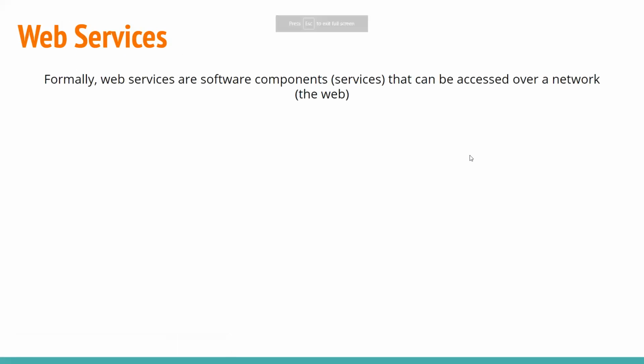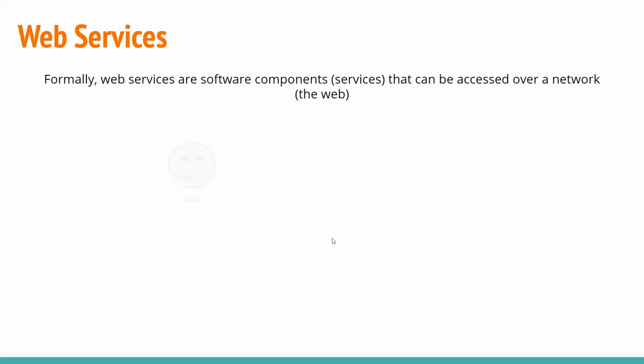So what is a web service? Web services are software components that can be accessed over a network. Software components, that's just another way of saying services, and can be accessed over a network. By network, we basically mean the web, because that's the father of all networks. It's the big network. Just that formal definition isn't particularly helpful.